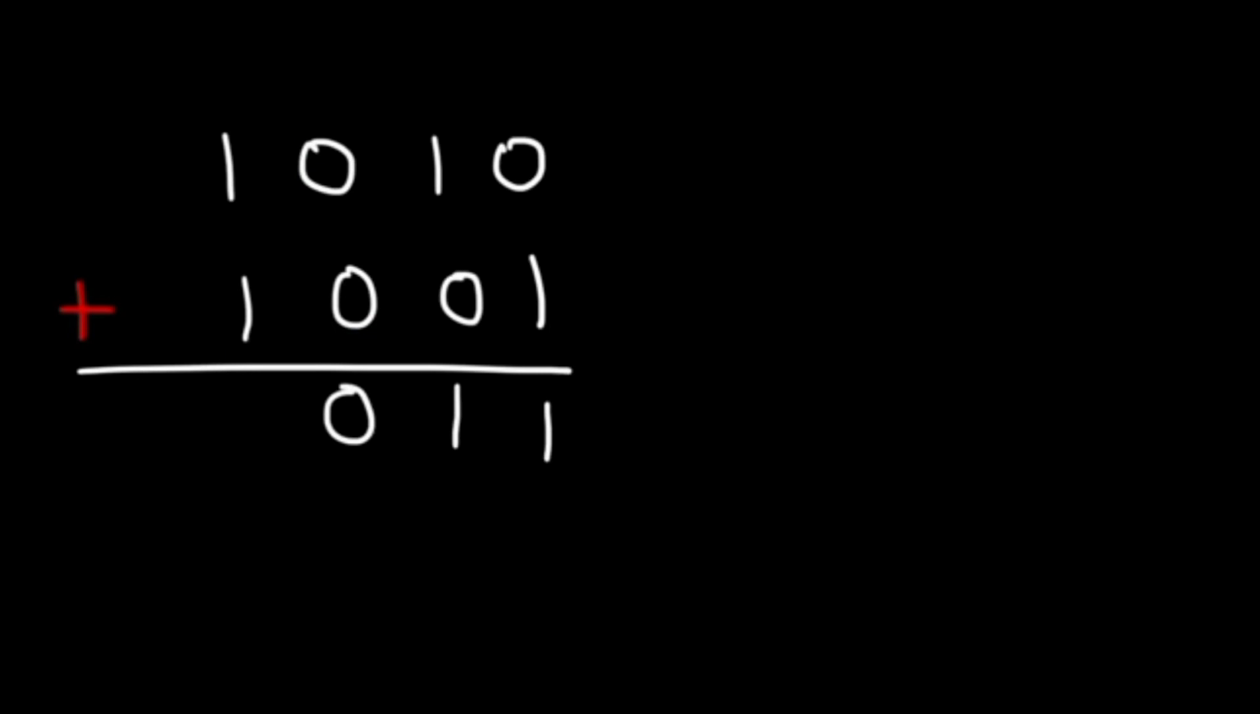And then for the last one, it's 1 plus 1, which is going to be, based on the last two examples, 0, but you need to carry over a 1, so you get 1, 0.